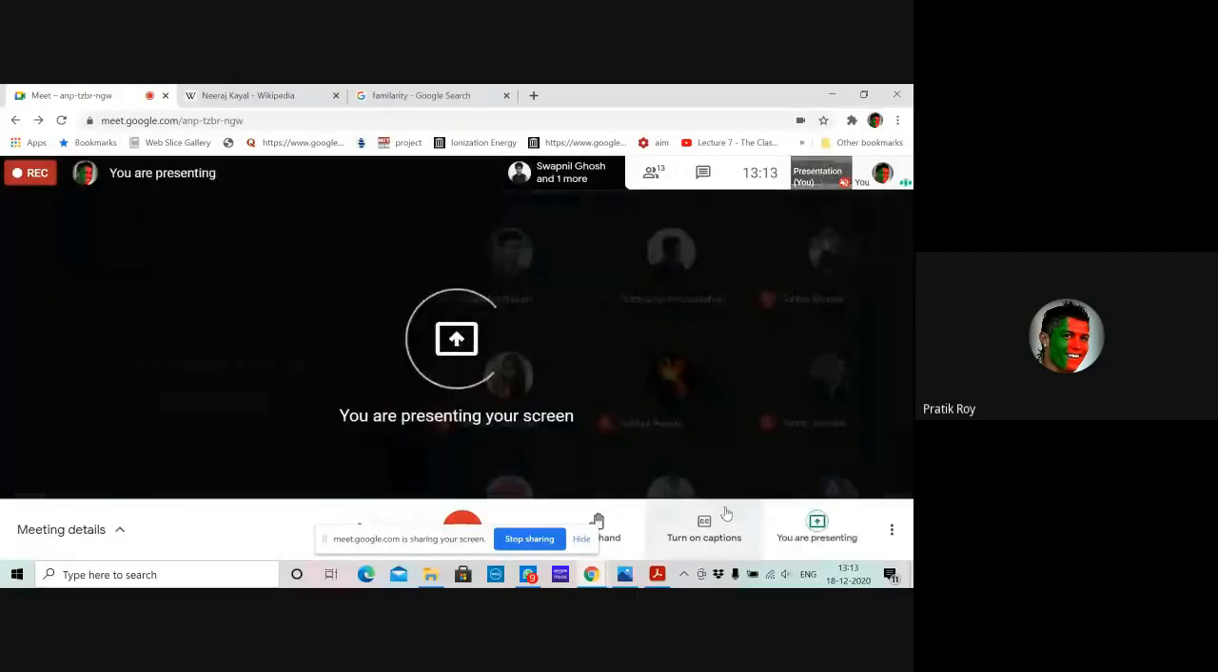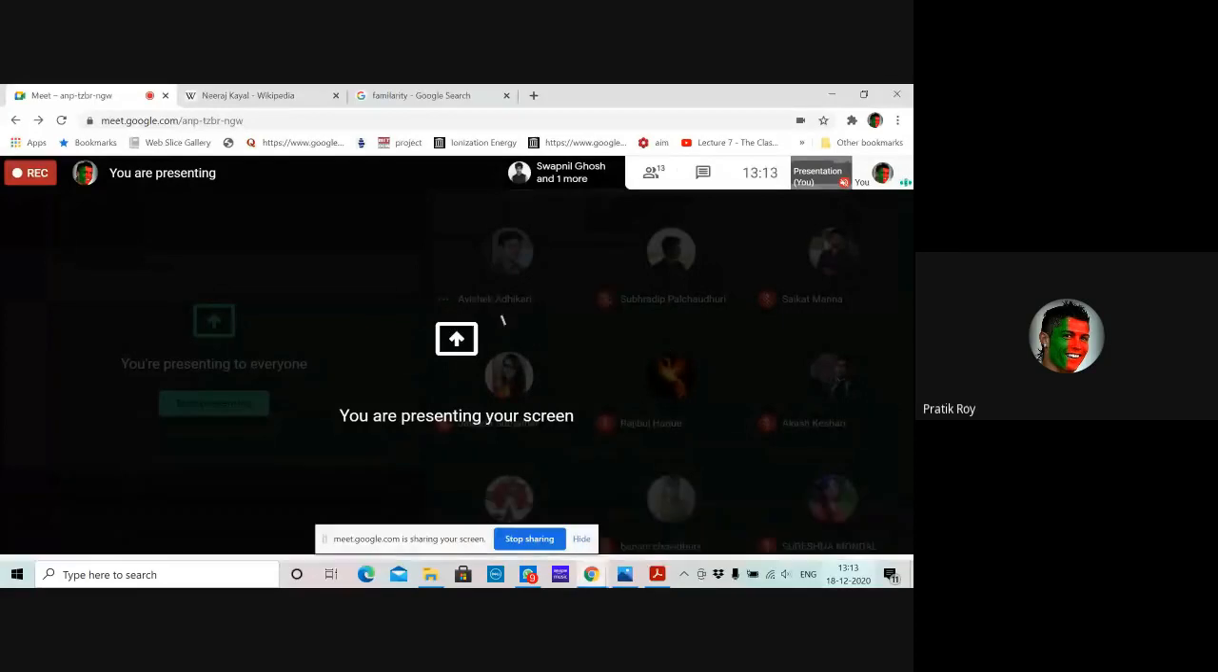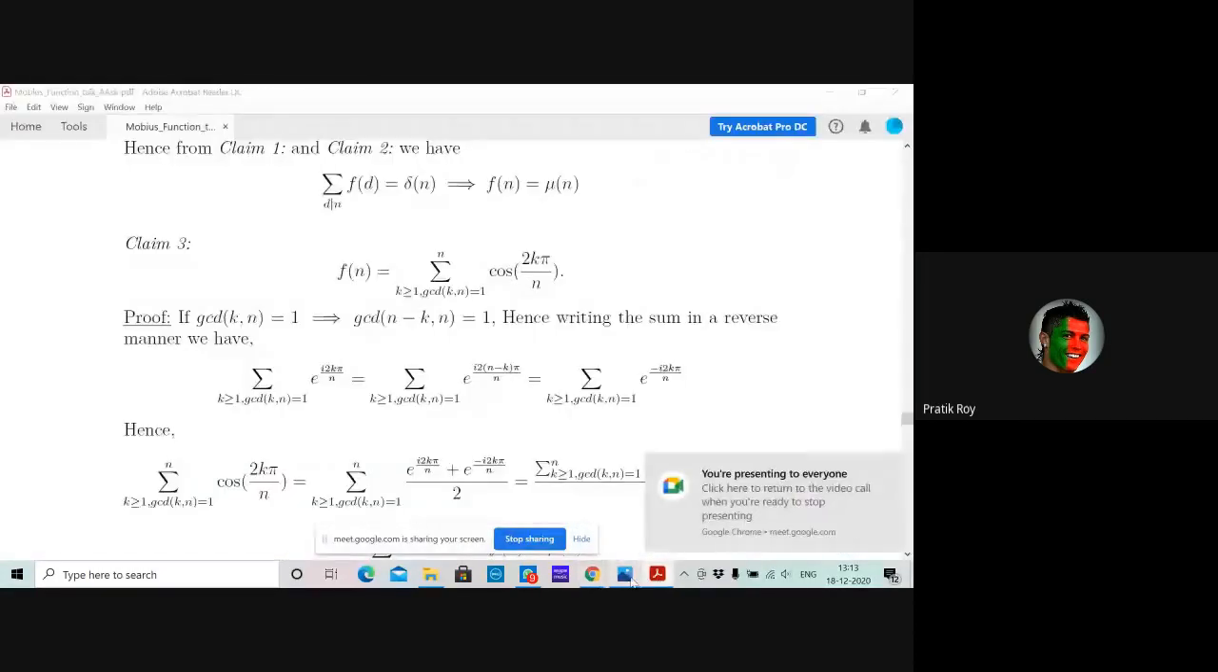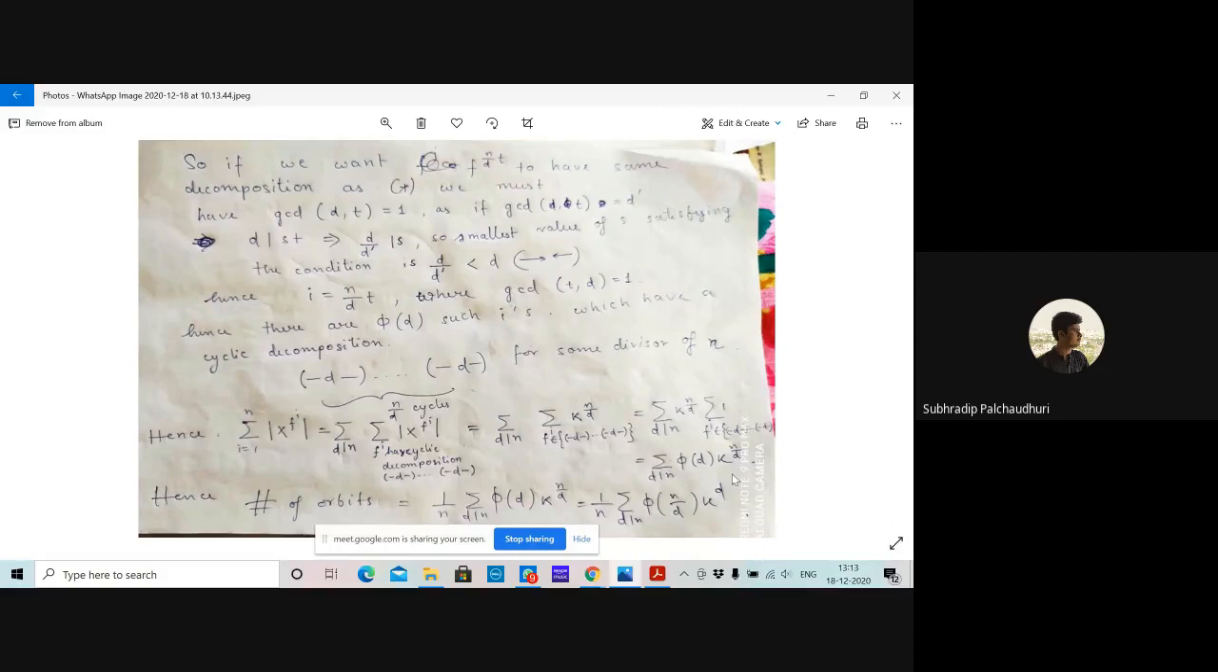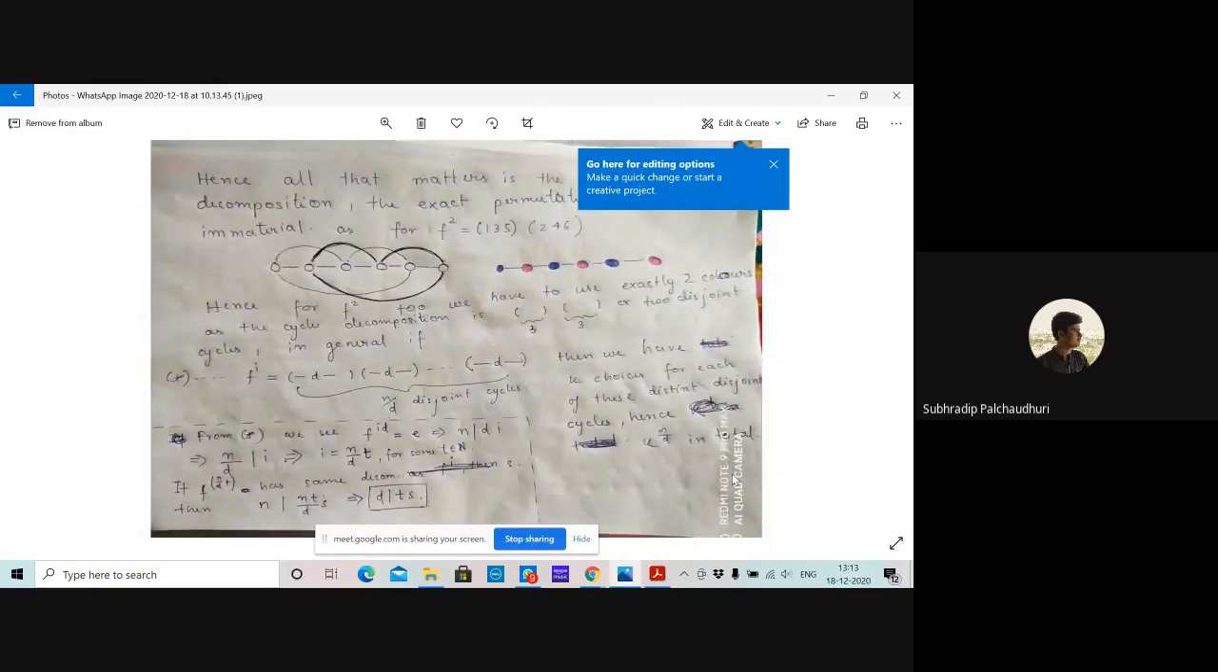See, is the screen visible? Not yet. No, yeah, it is now. So did I tell this part, this page? No, it wasn't open while you were disconnected. Yeah, this was the page, I think. Yeah, this was the page.